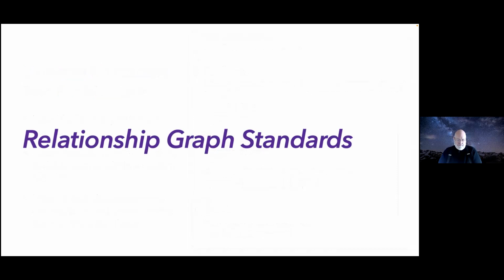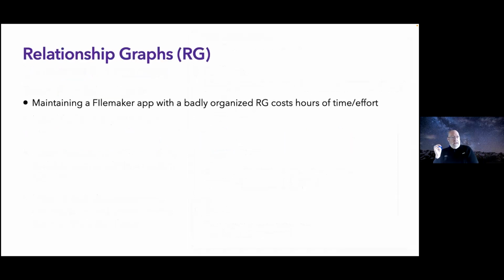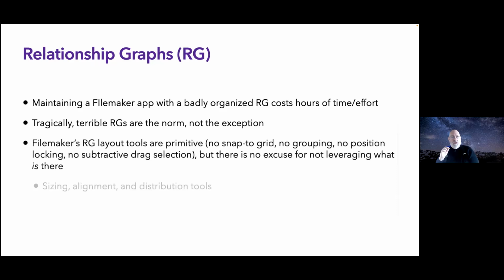And now on to the biggest mare's nest, typically, and that is relationship graphs. Maintaining a FileMaker app with a badly organized RG costs hours of time and effort. Tragically, they're the norm, not the exception. I will be the first to admit that FileMaker's layout tools for RGs are primitive. There's no snap to grid, no grouping, no position locking, not even subtractive drag selection. But there is no excuse for not leveraging what is there. What we have are sizing, alignment and distribution tools, color coding, and notes.